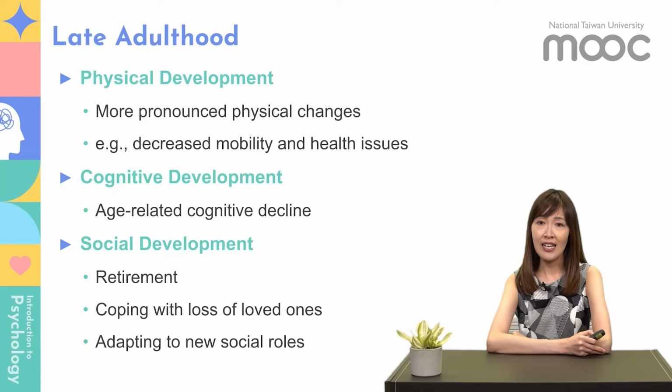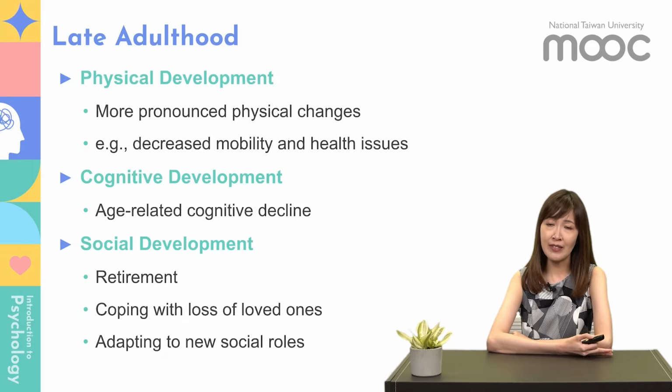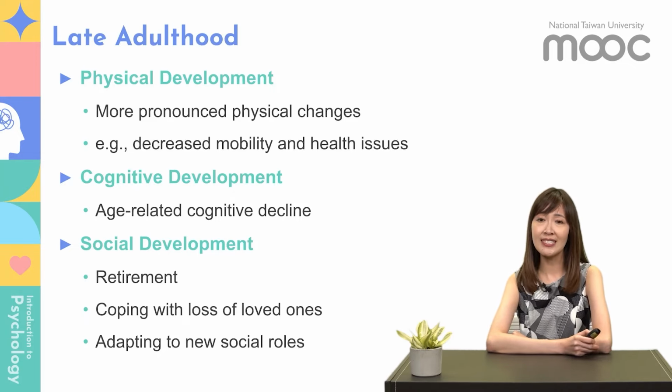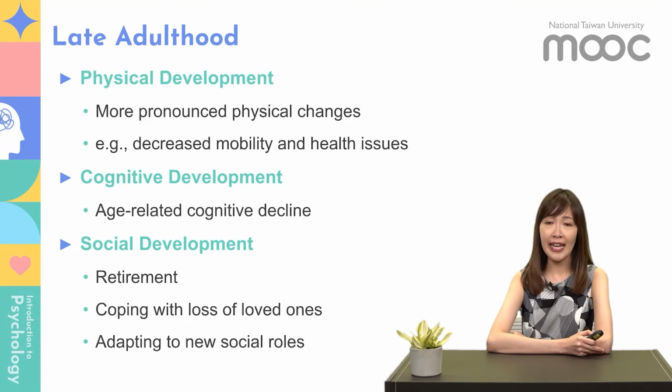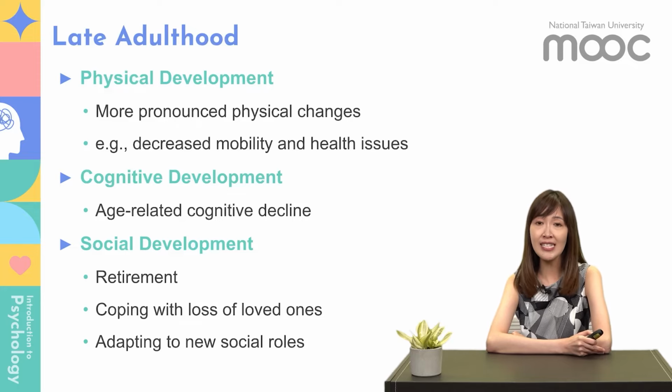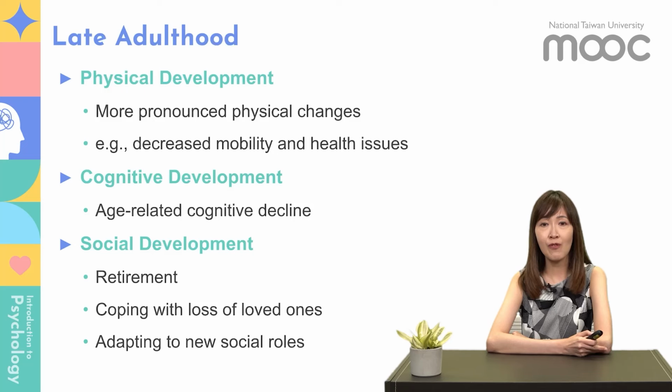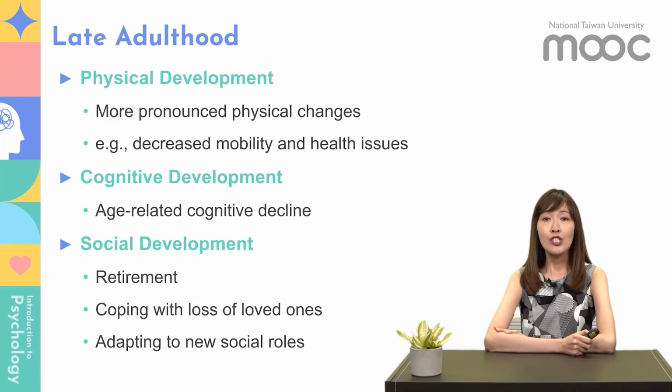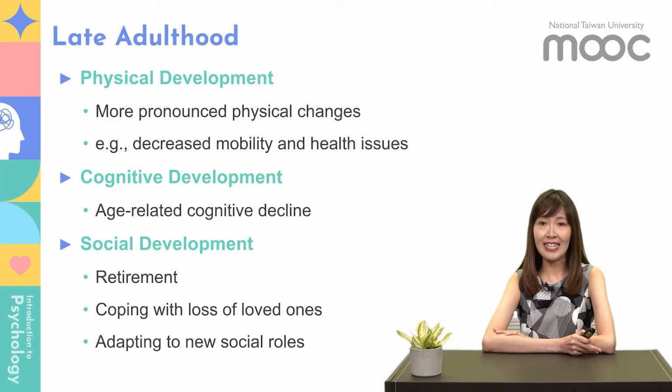Then socially, many individuals during their late adulthood are retired, and now they also have to experience the loss of their loved ones. Studies found that if they can do something meaningful, for example, if people can make connections with their community, such as being a volunteer, then they can have a more satisfying life in late adulthood. So these are the stages that we may experience throughout our life.